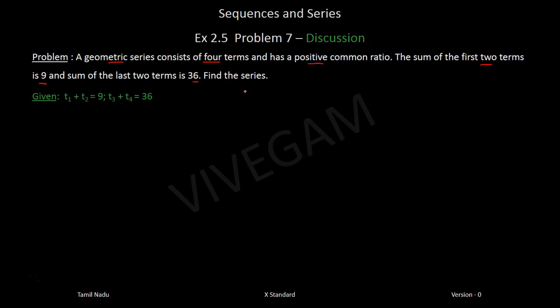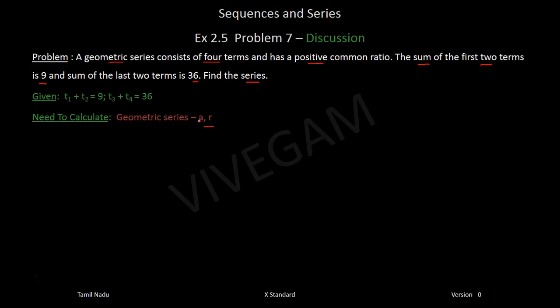And what are we asked to calculate? Sorry, we are supposed to find the series. So find the series means what? You should know the value of A and then R. Once you know A and R, you can write the series which is A, AR, AR squared, AR cubed, and it goes on. So that's what they mean by saying find the series. We need to calculate A and R.